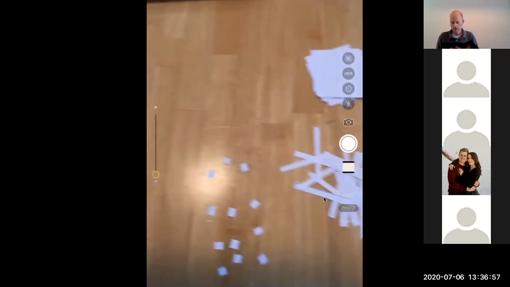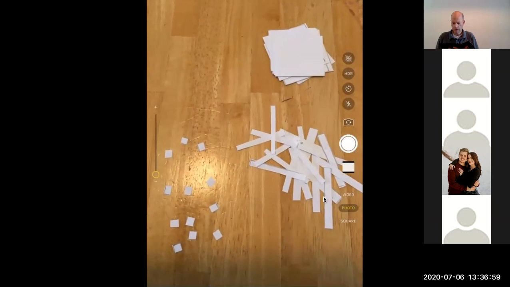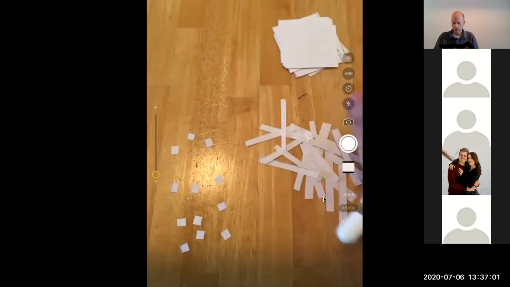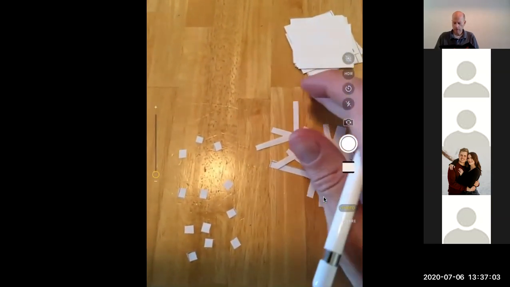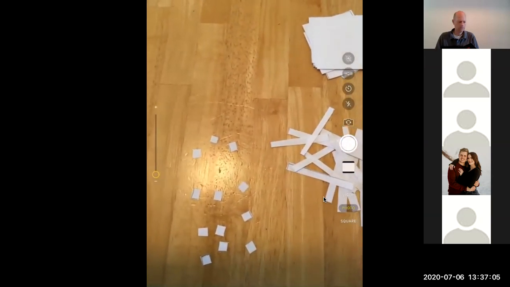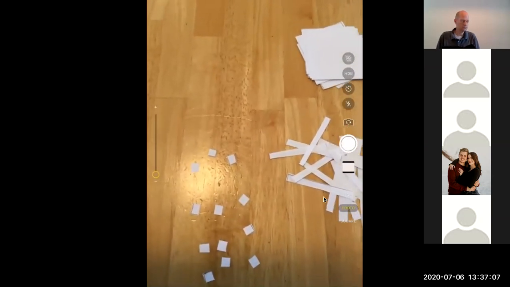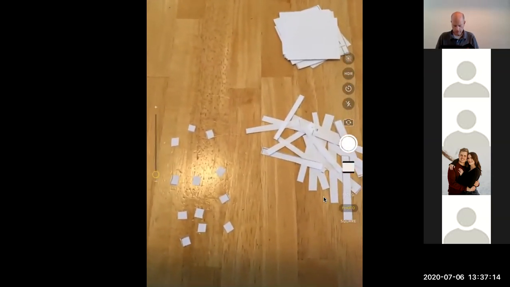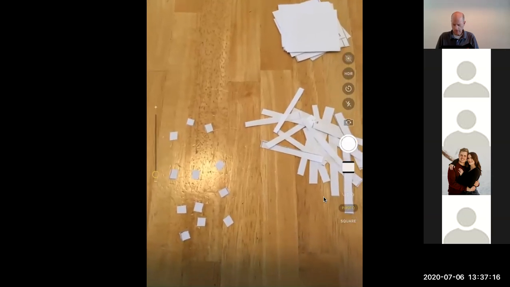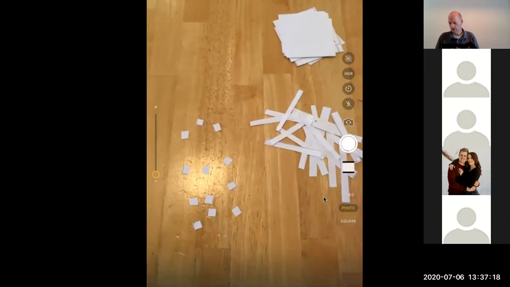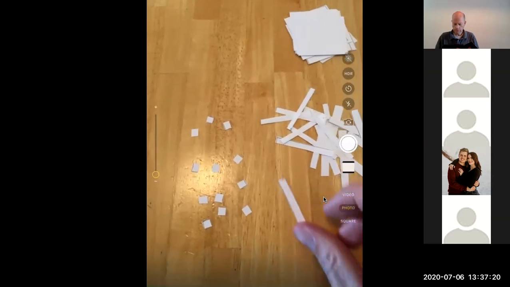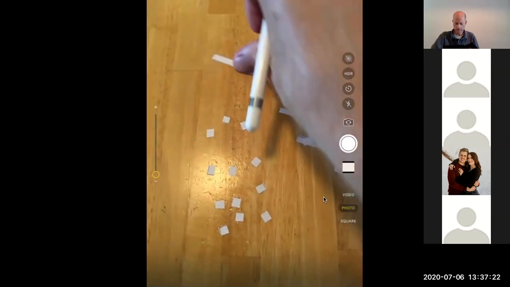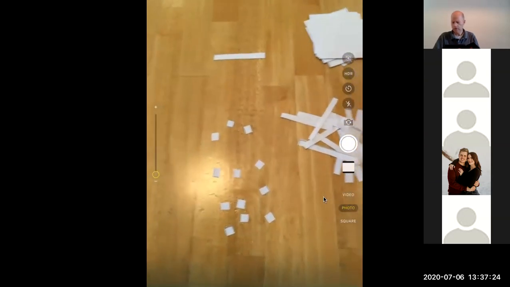Okay, so I have my base 10 blocks here, and I'm going to arrange them in a way to show the multiplication of 24 times 3. So you have 3 groups of 24, right? So what we're going to do is put these aside here.